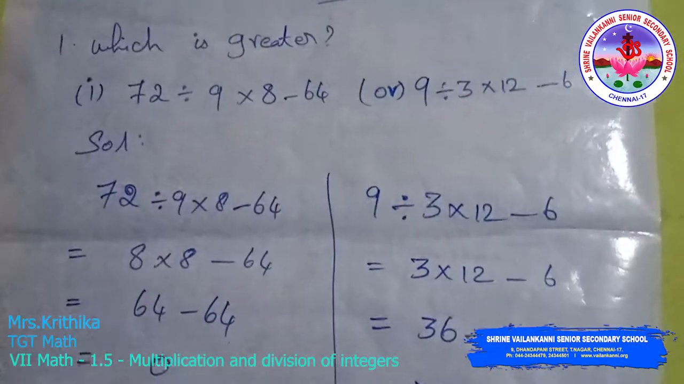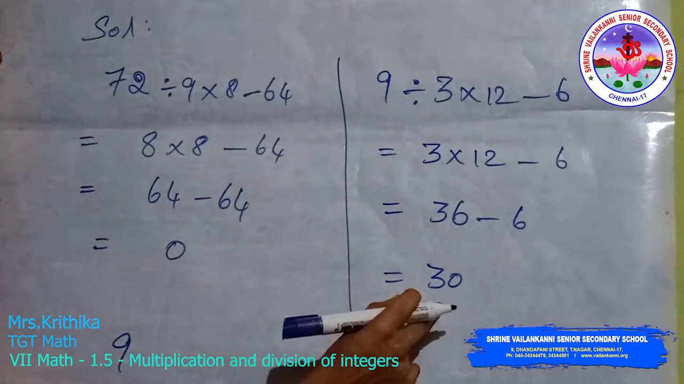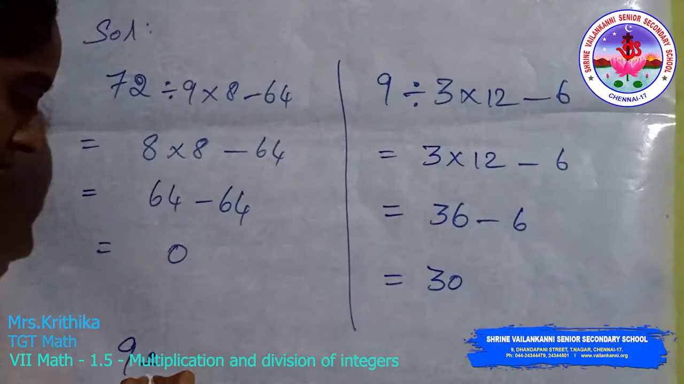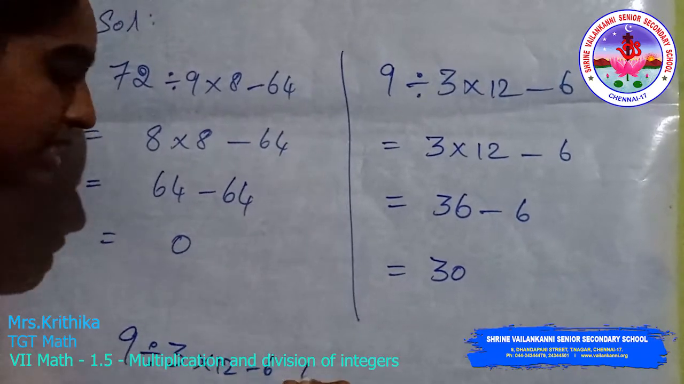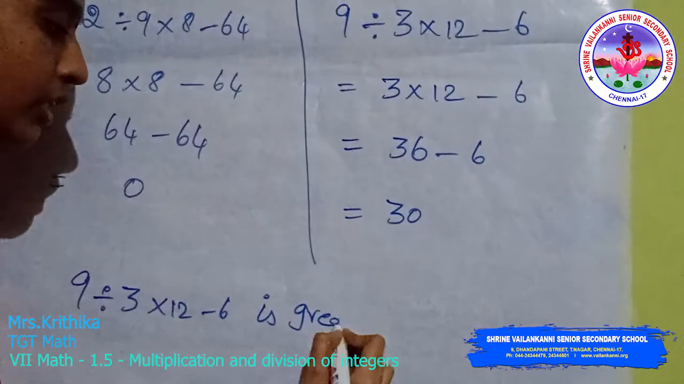Which is greater? 30 is the greater. 9 divided by 3 into 12 minus 6 is the greater expression.